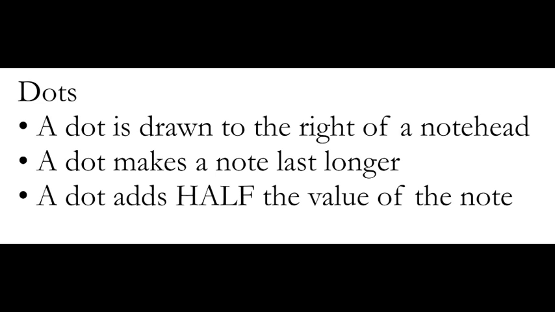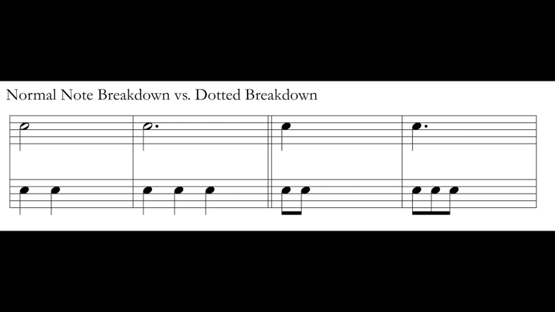And specifically, a dot adds half the value of the note. That's what it means. It means play the note half again as long. And so when we look at what this means, a regular half note is going to break into two quarter notes. If we look at a dotted half note, we need to add half the value of that first half note. Okay? So if the half note breaks into two quarter notes, half of two quarter notes is one quarter note. And so we're adding that extra quarter note in. Okay? That's the math behind it.